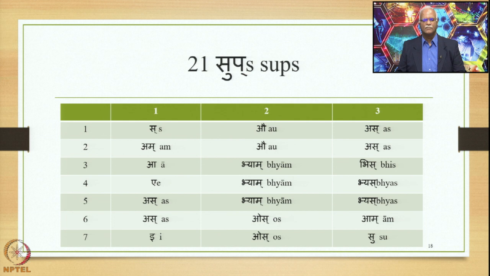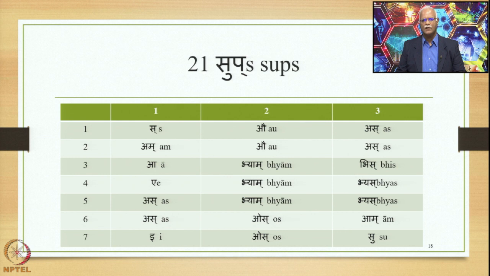We have already seen these sups. Let us quickly have a look at the sups once again. These are the vibhaktis: su au jas, am au śas, bhyām bhis, ebhyām bhis, asbhyām bhis, as os ām, and eos sup. And these sup suffixes are added to a pratipadika. The meaning of a pratipadika is a substance, and gender, and number. And the meaning of these sups is the relation that this pratipadika artha has with another pratipadika artha as well as with another dhatvartha. It is this link that is the meaning of these 21 suffixes.